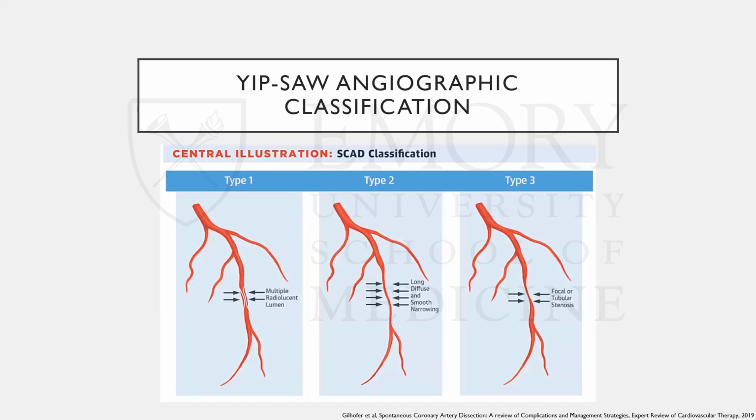So going back to our previous case, one hypothesis for our patient was that he probably had a type 3 lesion in the mid-LAD that developed after contrast injection throughout the case, turning into a type 1.